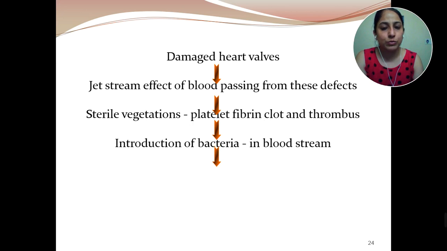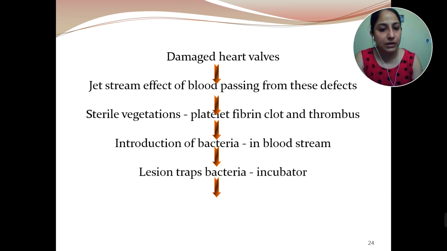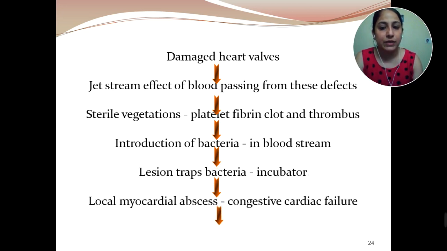Now there could be an introduction of bacteria in the bloodstream. This could be because of dental infections or any infection in the body which leads to bacteremia, and these bacteria might also travel to this location of turbulence. The lesion traps bacteria. It acts as an incubator for these bacteria. The bacteria multiply and a local myocardial abscess can form which might lead to congestive cardiac failure. And once this gets dislodged from this location, it can lead to formation of emboli, and these emboli can get deposited in any part of the vessels.